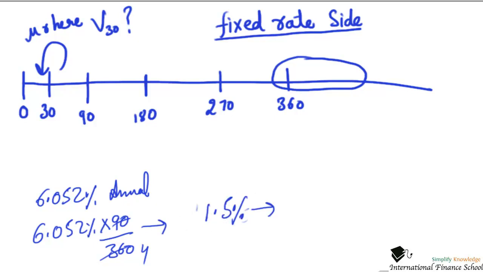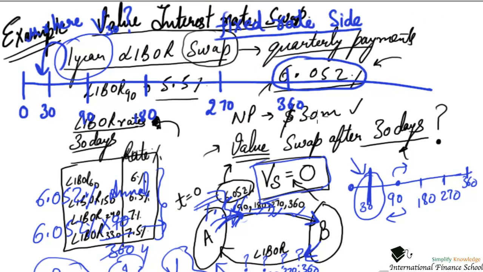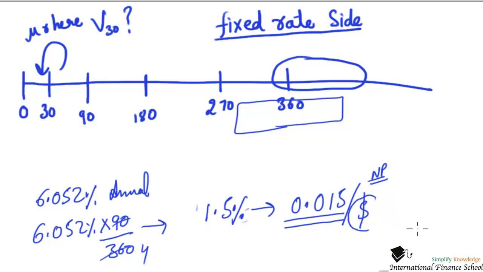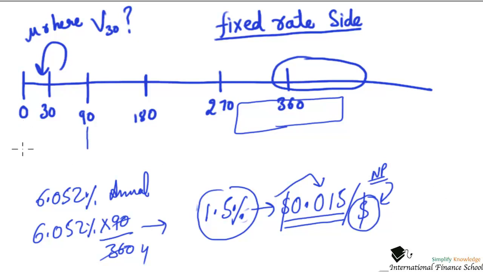Now I look at what is the notional dollars there. There was a notional principal of $30 million, so I need to multiply by $30 million. I will do that later. All I'll say is this is 0.015 per dollar. If I multiply by any notional principal, it will be the total amount for that notional principal. So this will be the quarterly payout per dollar. 1.5% means $0.015, right? For every $1 of the notional principal, this will be the payout at time 90.